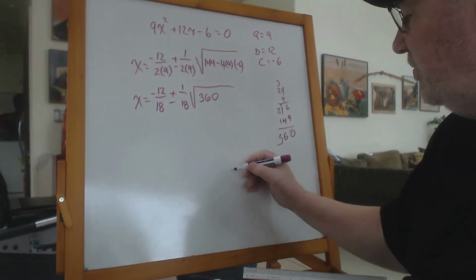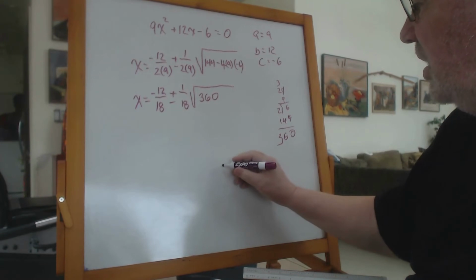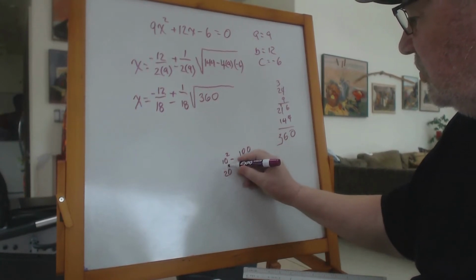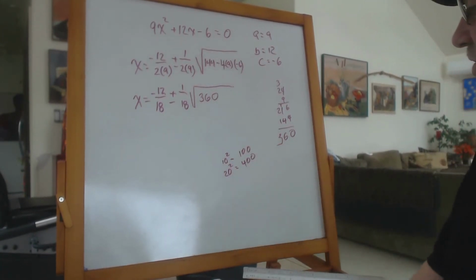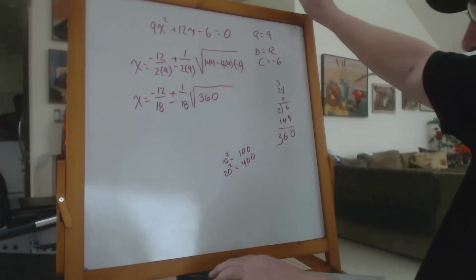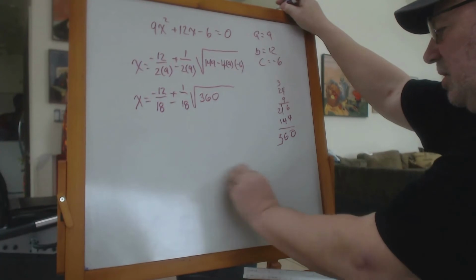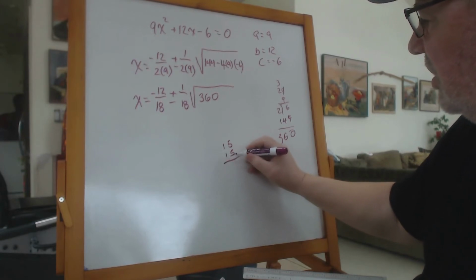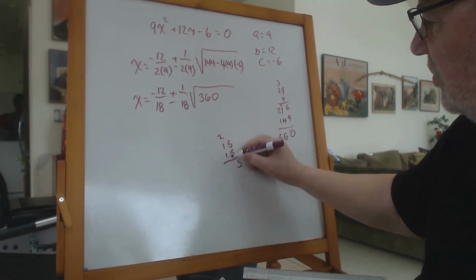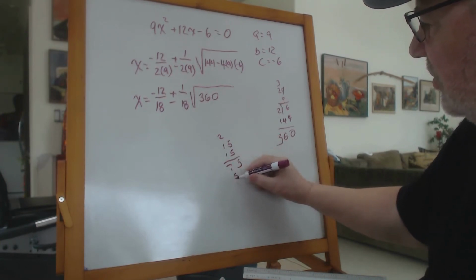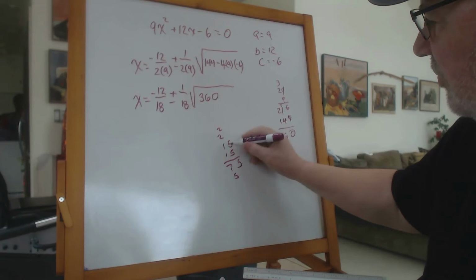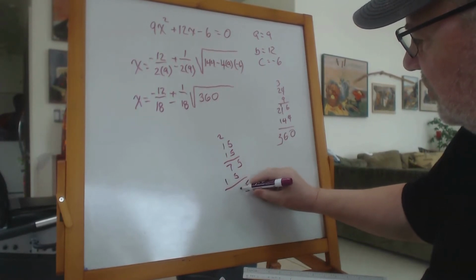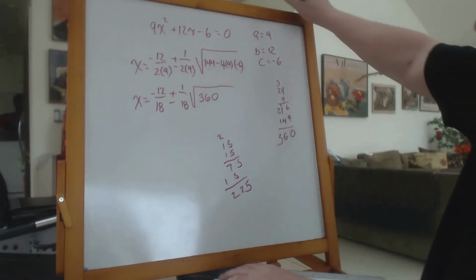And what do we have? Well, 10 squared equals 100, 20 squared equals 400. So it's in between 10 and 20. So let's try 15 squared. We get 225. That's not quite enough.